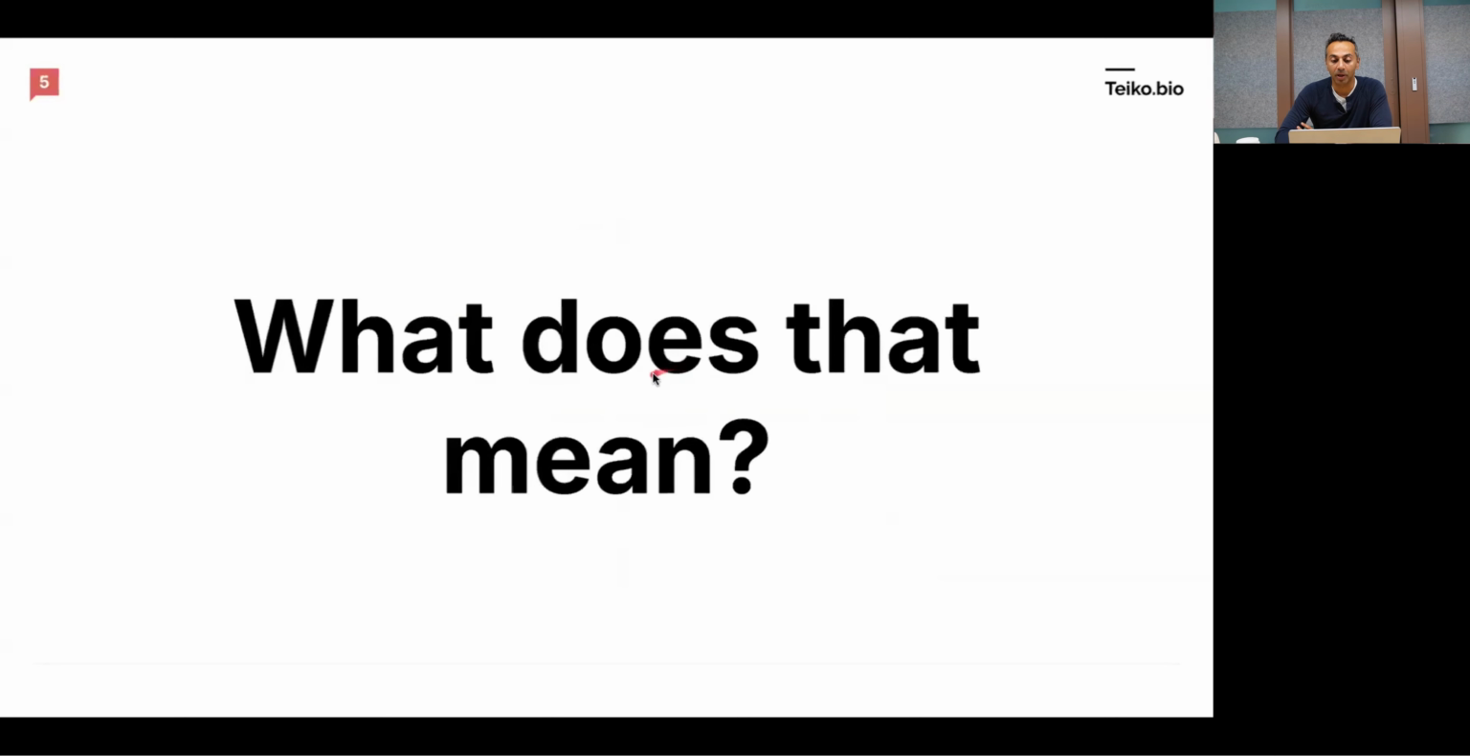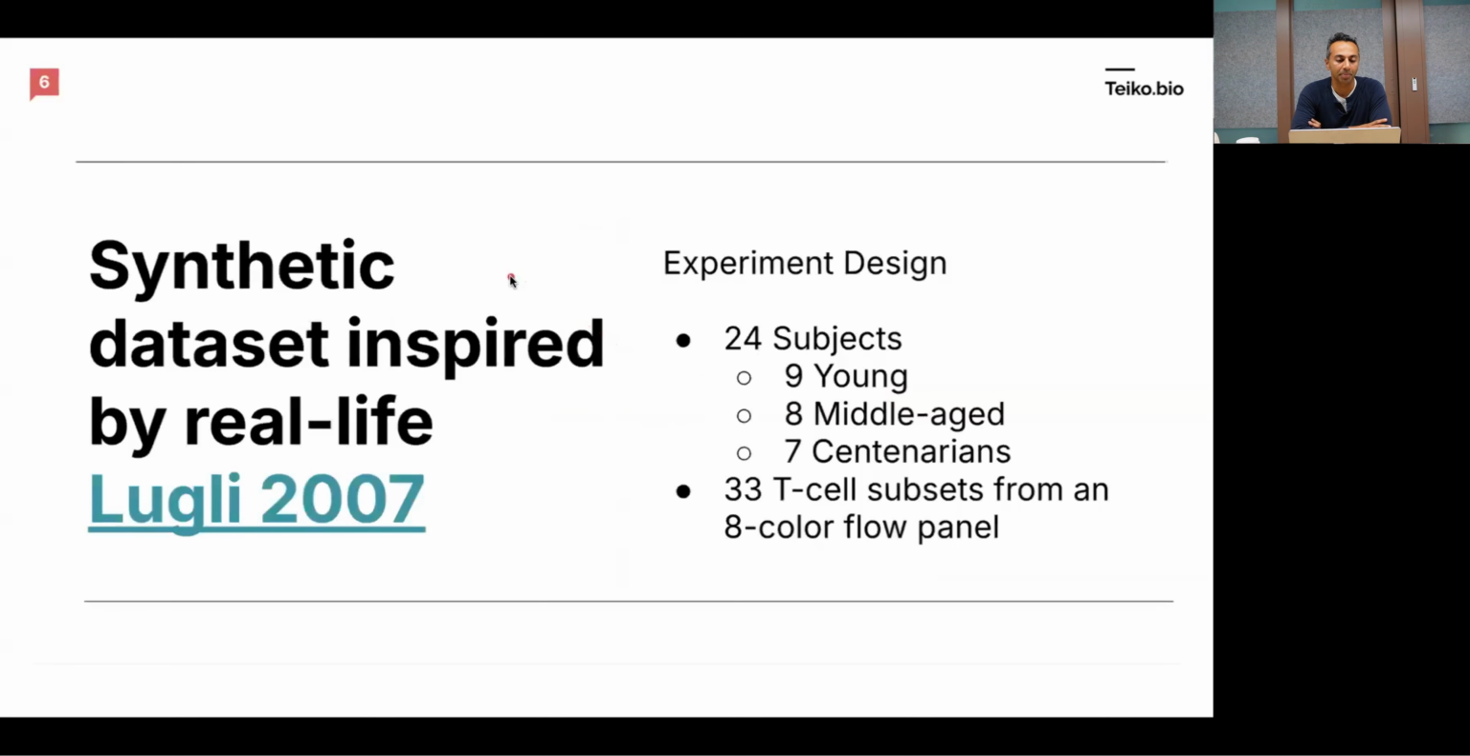So how do we get here, and what does that all mean? What we're going to do is step through a synthetic data set inspired by real-life Lugli et al. in 2007. So this was an experiment design for this particular paper. They had 24 subjects, 9 young people, 8 middle-aged, 7 centenarians, and they captured 33 T-cell subsets from an 8-color flow panel. But you can imagine capturing hundreds, thousands, or millions, or potentially billions with unsupervised clustering.